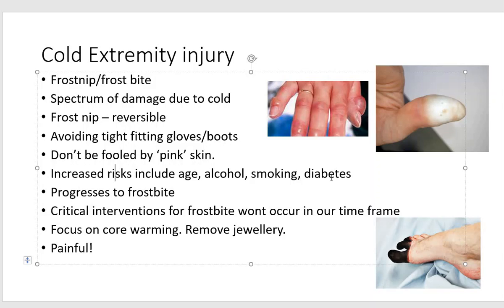Take off jewelry before it's too late, and that pretty much applies to any injury to any limb. If someone's got an arm or a leg injury and there's jewelry on there, it's always good practice to get the jewelry off early on, because you just never know whether there's going to be swelling later on. And if swelling occurs later on and you can't get the jewelry off, it then becomes far more difficult and troublesome.